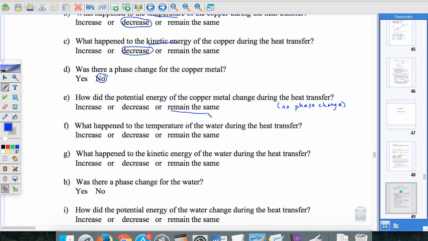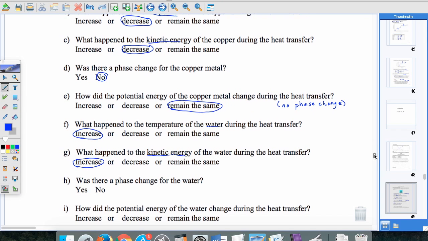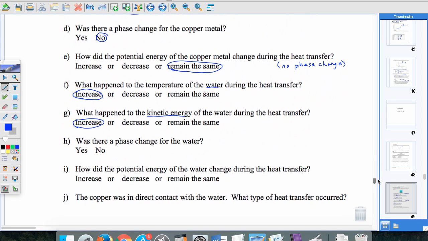No phase change means no change in potential, so the potential energies remain the same. Now, what happened to the temperature of the water during the heat transfer? The heat's being transferred to the water, so the temperature is increasing. It's gaining that energy as kinetic energy, which is temperature also. So what happened to the kinetic energy of the water? As the temperature increases, the kinetic energy is also increasing. They're both increasing at the same time.